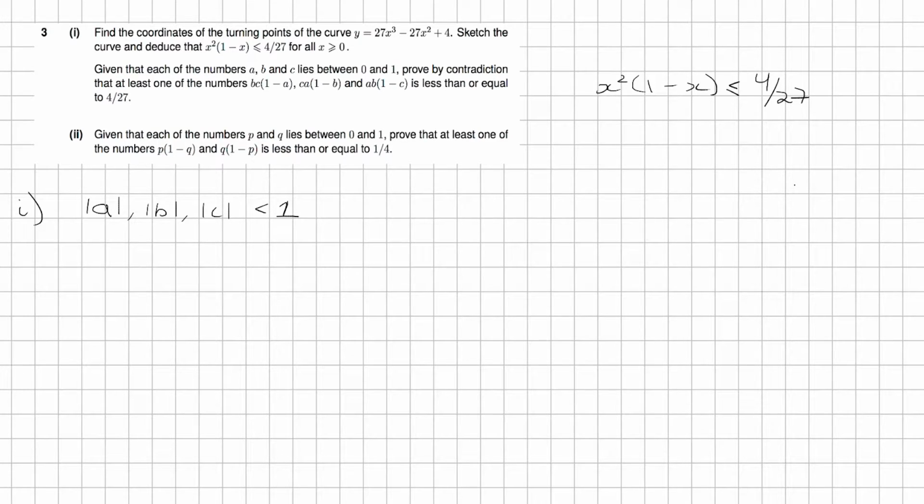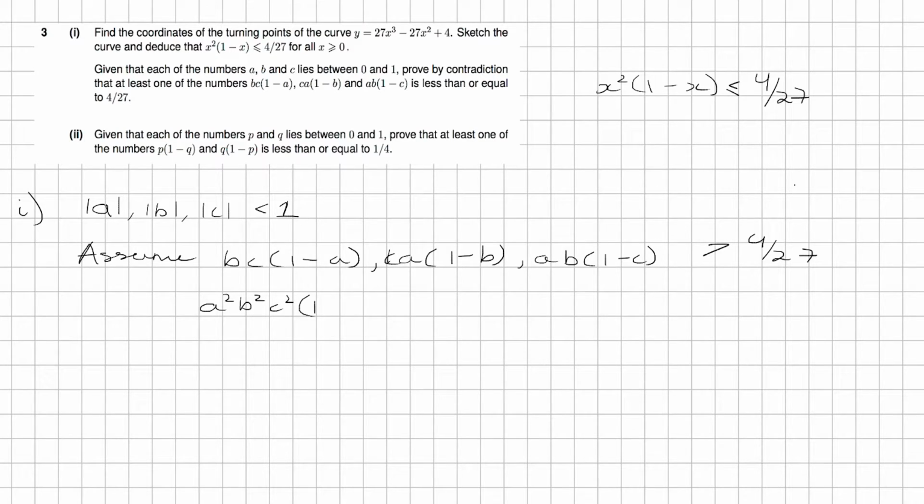Next, we were asked to prove by contradiction that at least one of the numbers BC(1 minus a), CA(1 minus b), and AB(1 minus c) is less than or equal to 4 over 27. So first we have to assume that BC(1 minus a), CA(1 minus b), and AB(1 minus c) are all individually strictly greater than 4 over 27. If we multiply them all together, we get that a squared, b squared, c squared multiplied by (1 minus a), (1 minus b), and (1 minus c) must be greater than 4 over 27 cubed, as they're each individually greater than 4 over 27.